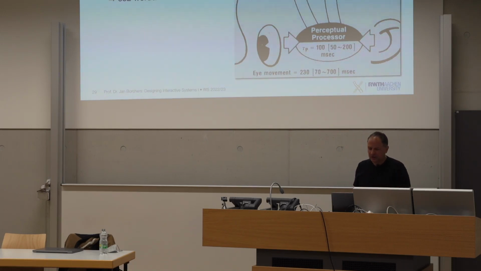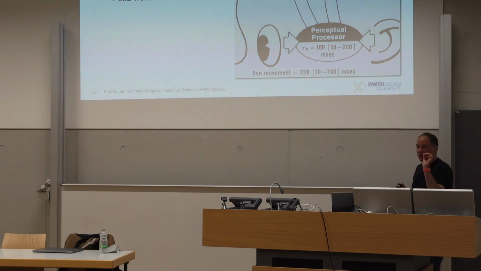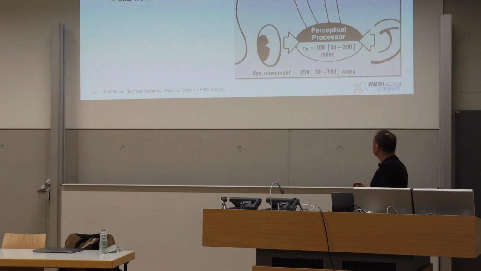All right, so this is what we basically know about how, on the very fundamental level, we take in pictures, right? But there is another thing going on here. Eye movement, this is what I talked about so far, is about 230 milliseconds per saccade, although it ranges widely, as you can see here, 70 to 700. And then things enter the perceptual processor. And that has a different processing time, not the time from the eye saccades, but 100 milliseconds. Let me talk about where the 100 milliseconds are coming from.